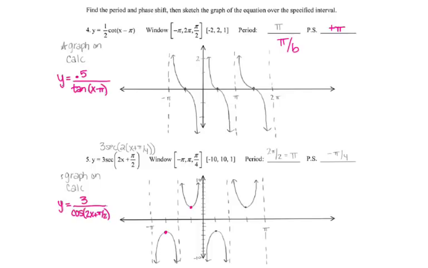Period is the same as sine and cosine, 2π over b. And phase shift, same thing. Just make sure you factor out this 2 first. And then take the opposite of that, and that is your phase shift.